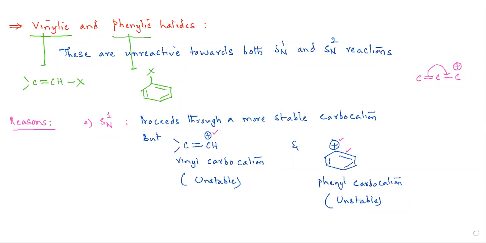Okay. So now, let me tell you that in these two cases, the positive charge cannot delocalize. So they are with zero resonance, therefore they are not the stable ones. Least stable, or you can say unstable. This is the reason why they do not undergo SN1. Now, let us see why not SN2.